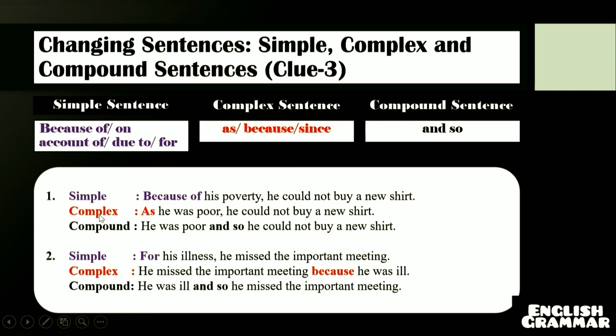But if I talk about complex and compound sentences, I will find that there are at least two clauses here. In the sentence, "he was poor" is one clause, and "he could not buy a new shirt" is another clause. Here we'll find "as" and "because" are used to show reason, and these are subordinating conjunctions. And in the compound sentence, I will find "and so," which is used as a coordinating conjunction to conjoin two clauses.